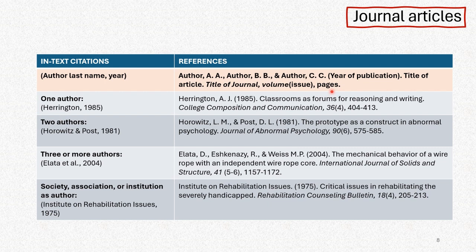So note that for 3 or more authors, even in the in-text citation, you only write the first author name followed by et al. In the reference, you should list out all the authors' names. So for a society, association, or institution as author, write the full name in the reference.